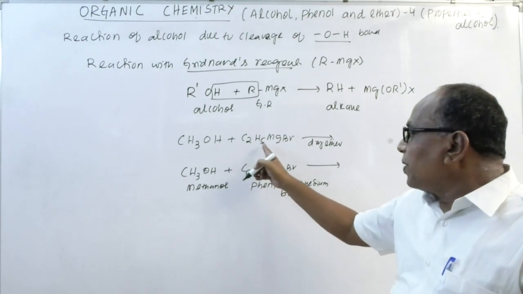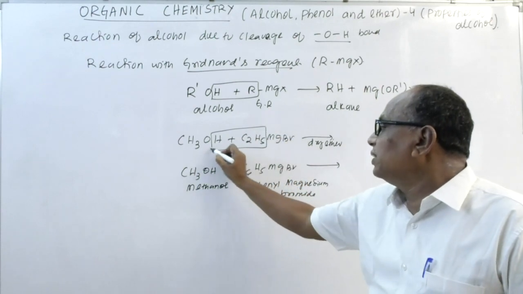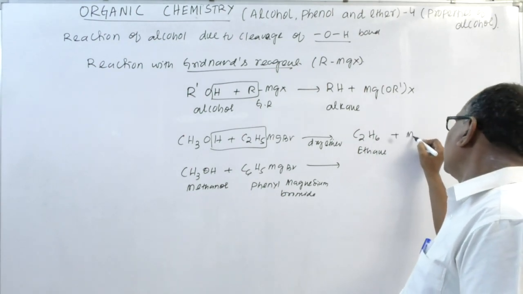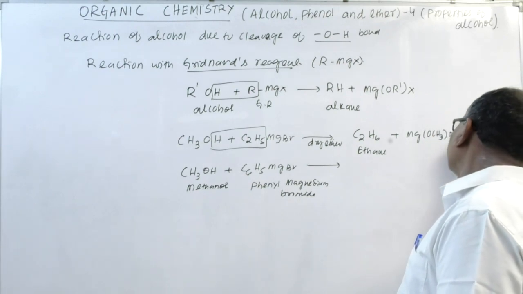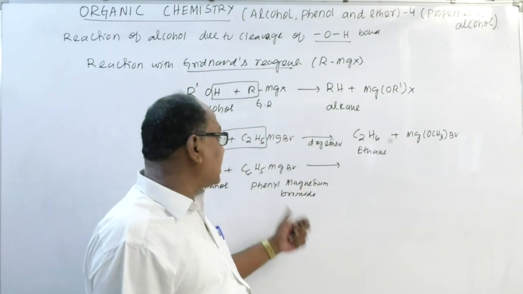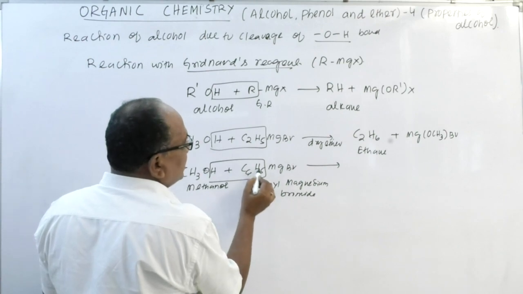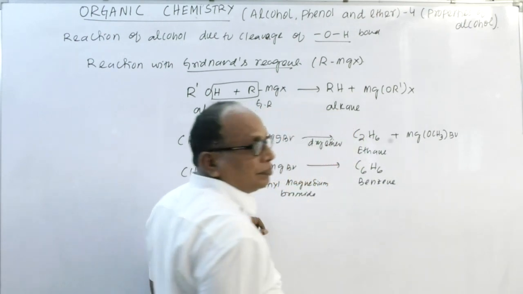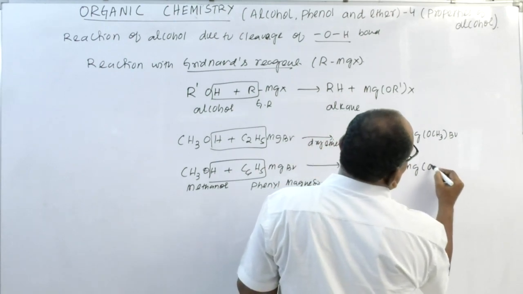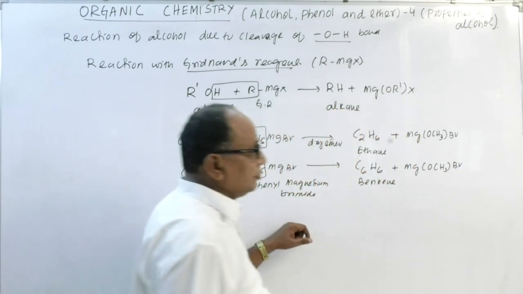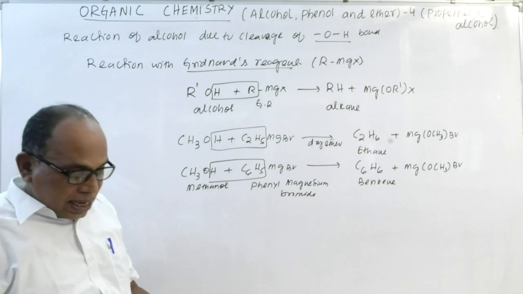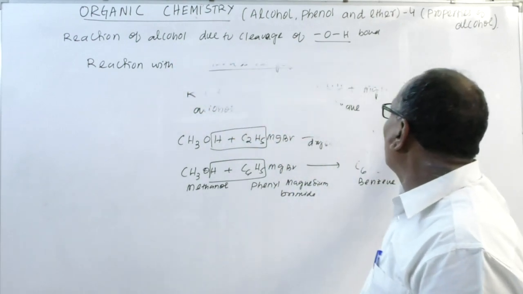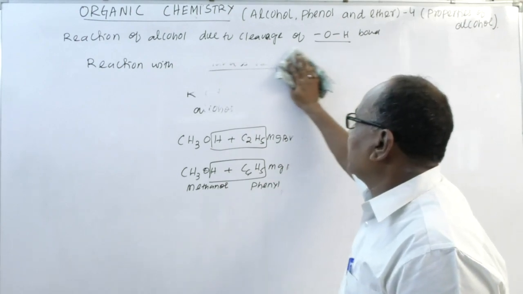So it gives what? This C2H5 and this H become C2H6, ethane, plus MgOCH3. What product does the second reaction give? The second reaction gives benzene: C6H5 becomes C6H6, benzene, plus MgOCH3Br. Okay, this is the reaction of alcohol with Grignard reagent. When the alcohol reacts with Grignard reagent, the oxygen-hydrogen bond gets cleaved.